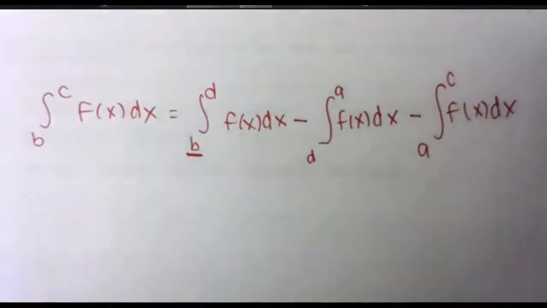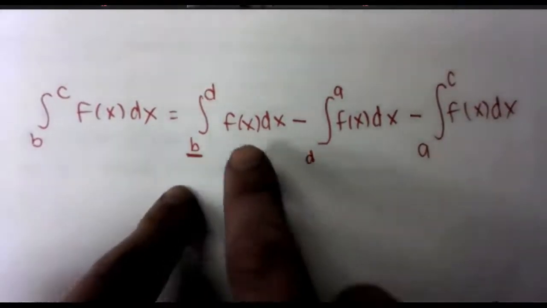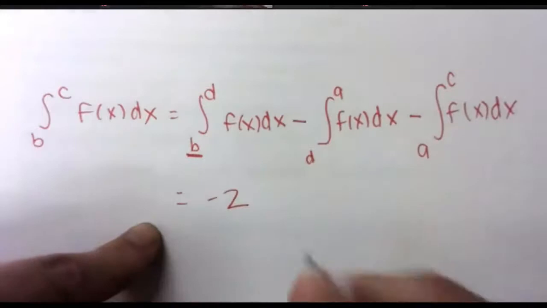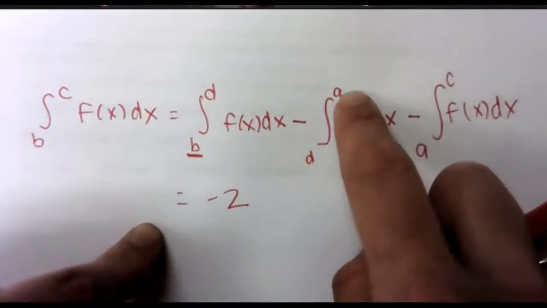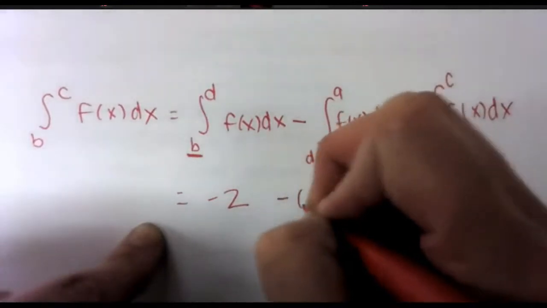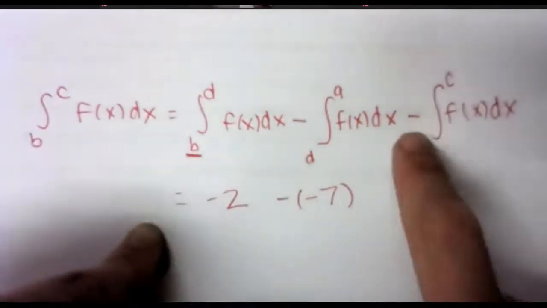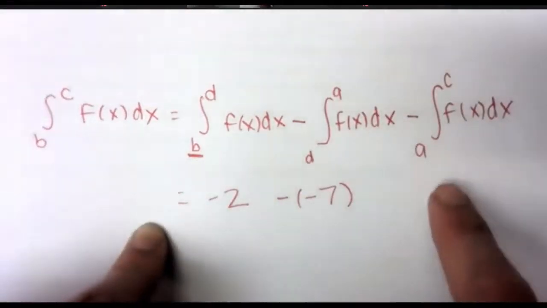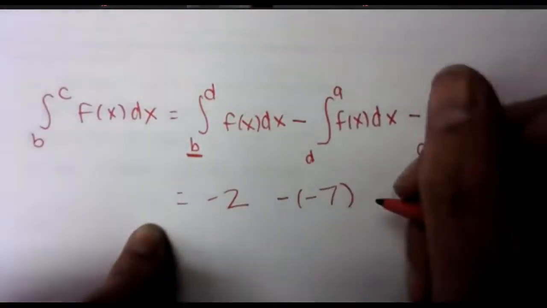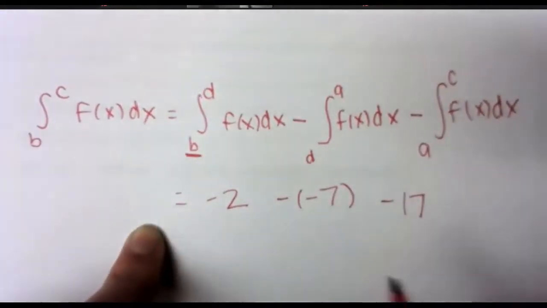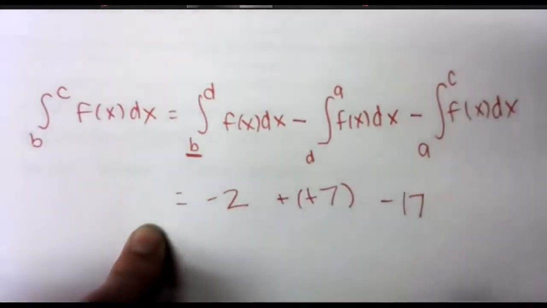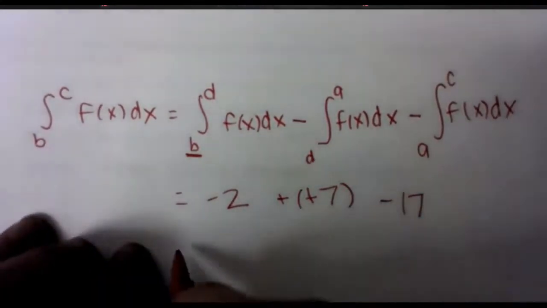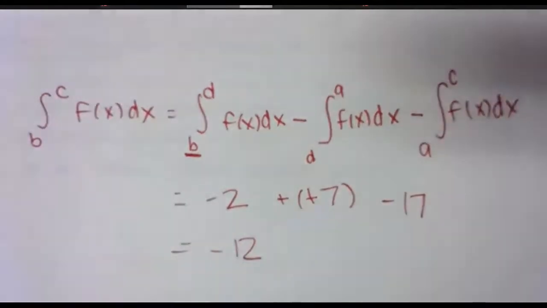And then I'm just going to plug in all of my numbers. So b to d is negative 2. D to A is initially negative 7, so now it's a minus 7. And then A to C is normally 17, or C to A is 17, so A to C is negative 17. So the minus turns to a positive, so negative 19 plus 7 is in fact negative 12.